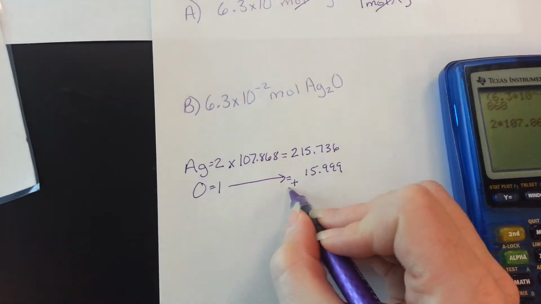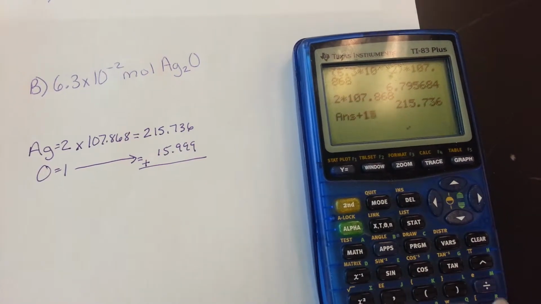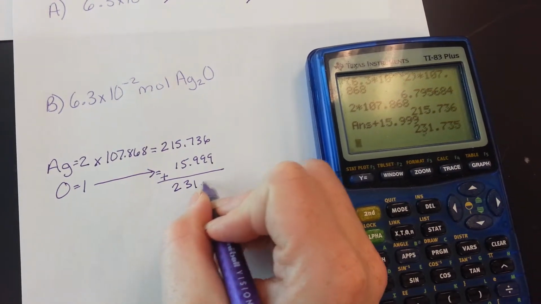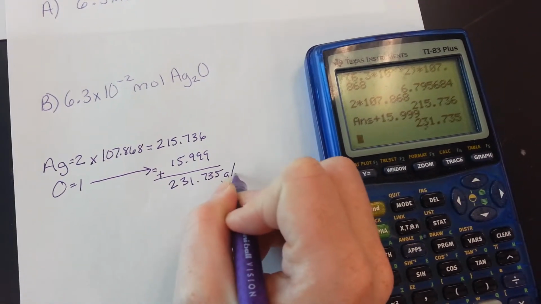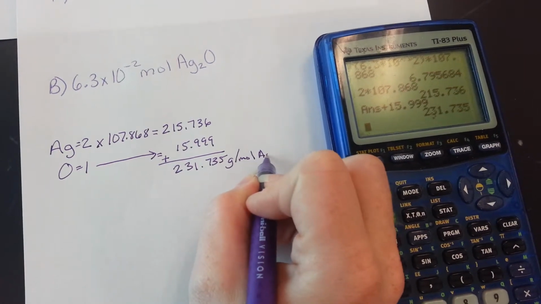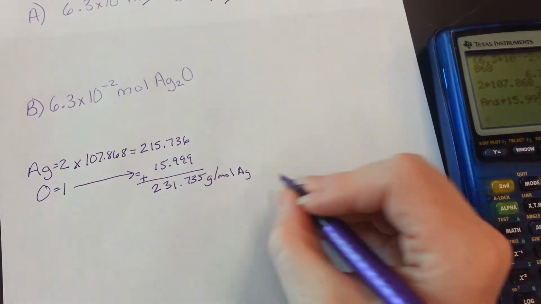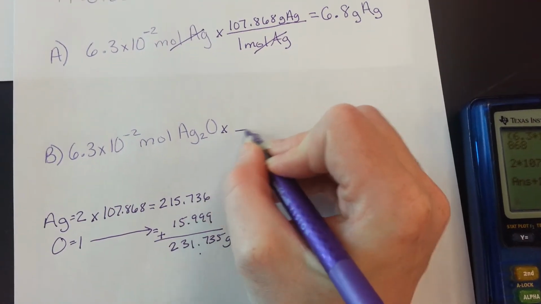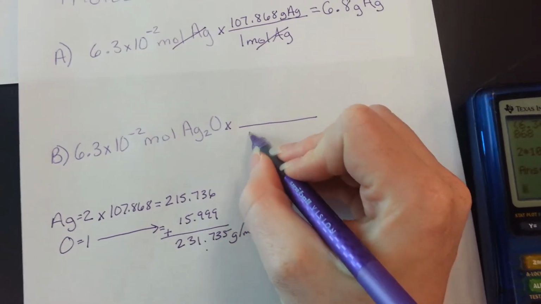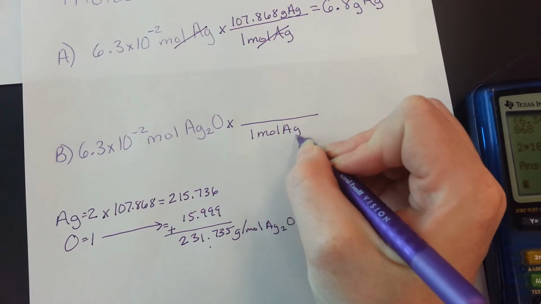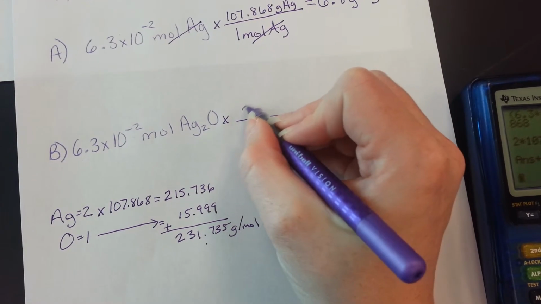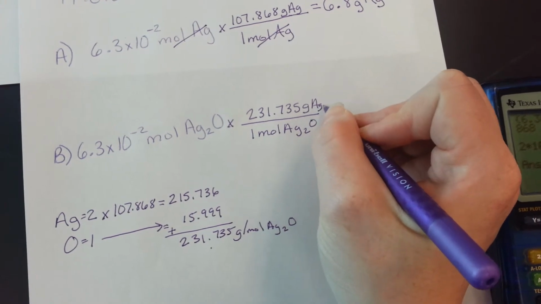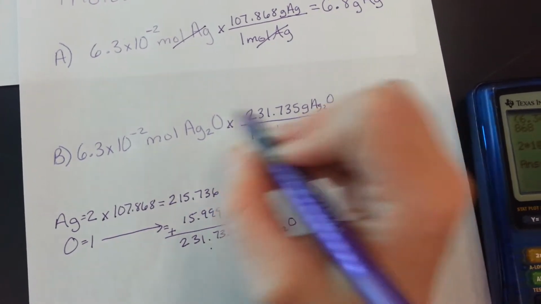And once I have the mass for each part, I could add it all together to get the molar mass, which is 231.735 grams for every mole Ag2O. Now that I have this number, I can use that number as my conversion factor. So this tells me that for every 1 mole of Ag2O, there are 231.735 grams of Ag2O. Moles divide out.